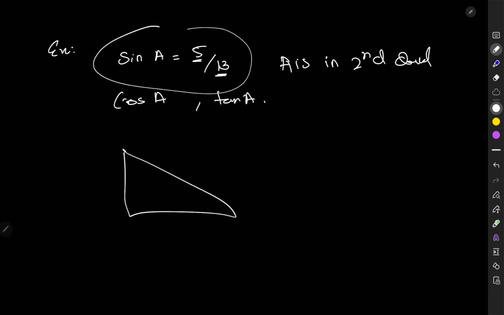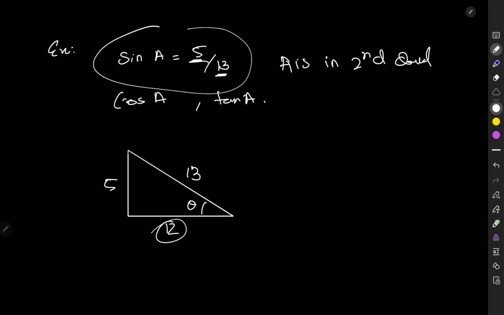So let's take a triangle and an angle theta. Opposite is 5 and the hypotenuse is 13. So the base will be 12 by the Pythagoras theorem. So I can tell cos A is equal to, this is A, sorry, 12 by 13, and tan A is equal to opposite 5 by base 12.